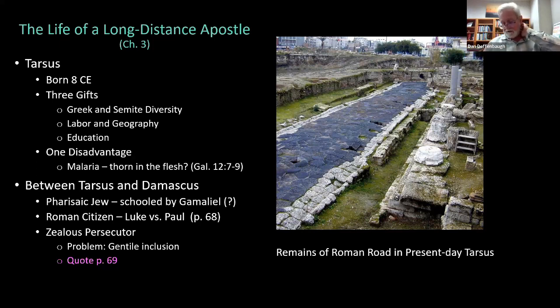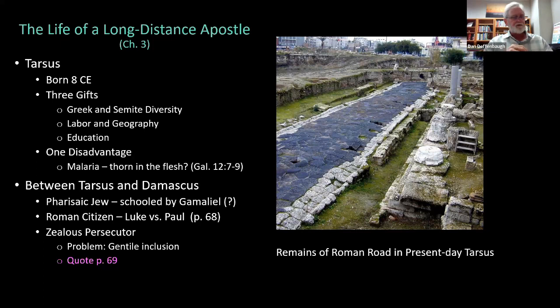We looked at chapter 3 last time and looked briefly at the early life of Paul and some of the advantages that he had. He grew up in a very diverse city, Tarsus, where people were accustomed, because of the geography, to work hard, holding back the Mediterranean Sea, and of course the marshes there. He was influenced by his Jewish education, as well as the education that he would have received as a Roman citizen, some classical training.